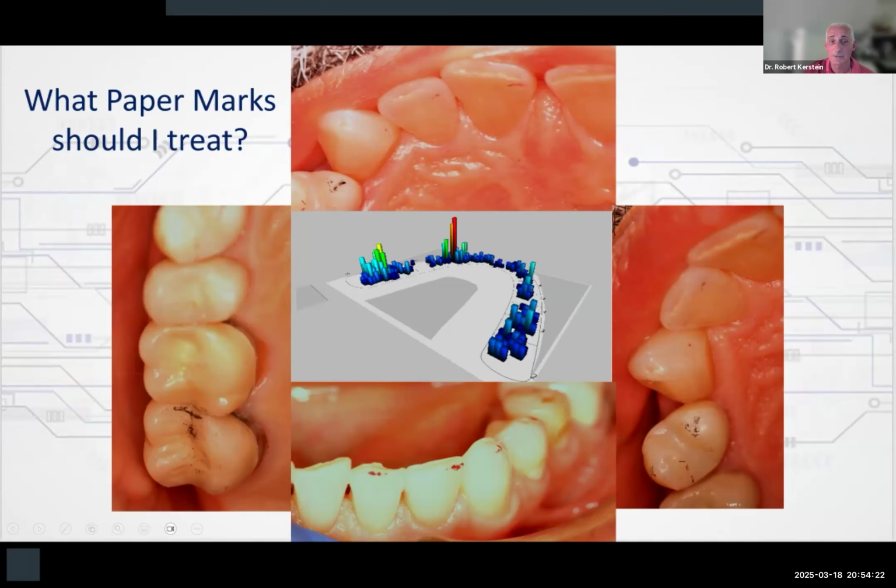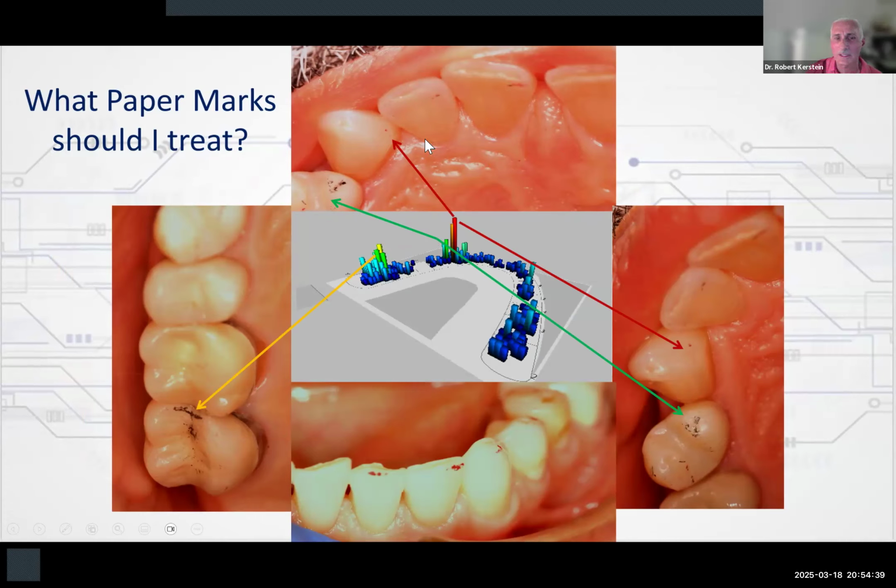So the question becomes, what do I adjust? What should I treat? Well, you map the T-scan data to the paper marks. It's very simple, right? That's the mesial of 11. That's 12 palatal, right? This is an area of high force on the second molar on the left, right?